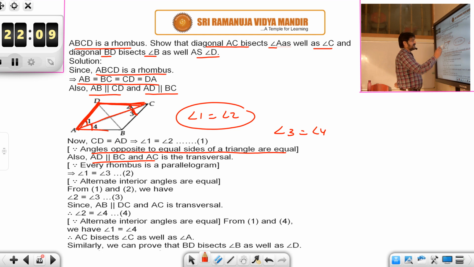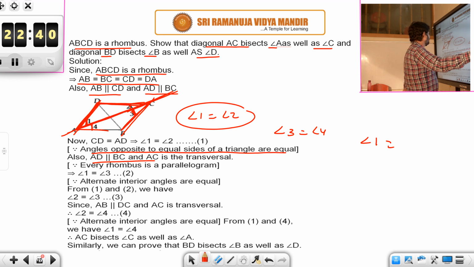Okay, now AD is parallel to BC, right? AD is parallel to BC, and consider AC as a transversal. With AC as a transversal, angles 1 and 3 are nothing but alternate angles. If you consider AD and BC as parallel lines and AC as a transversal, then angles 1 and 3 are alternate angles, and we know that alternate angles are equal in a parallelogram. So angle 1 will be equal to angle 3.